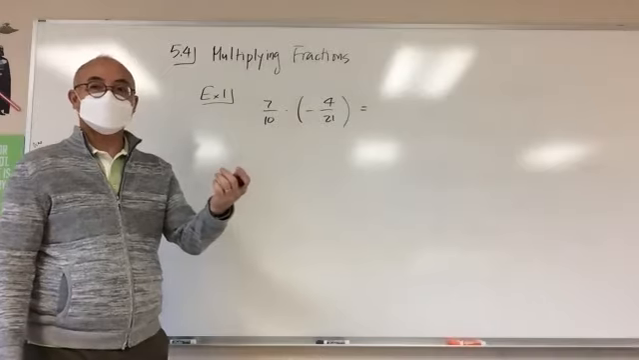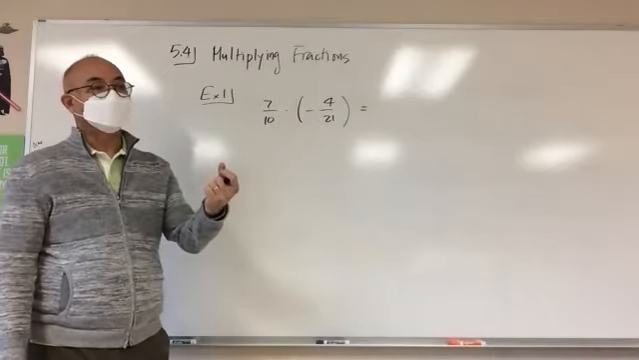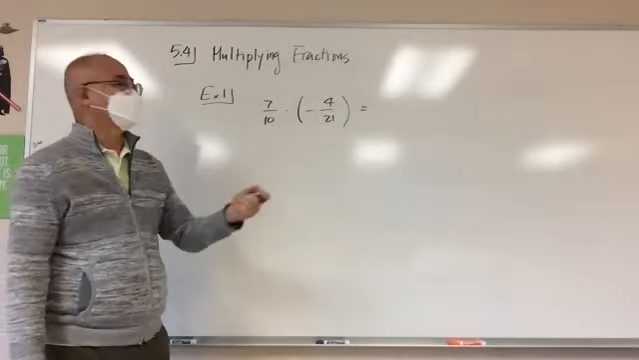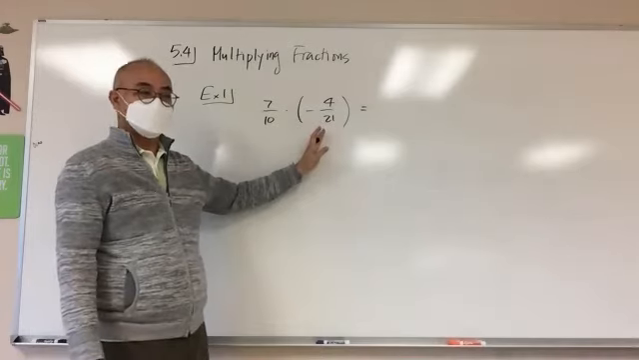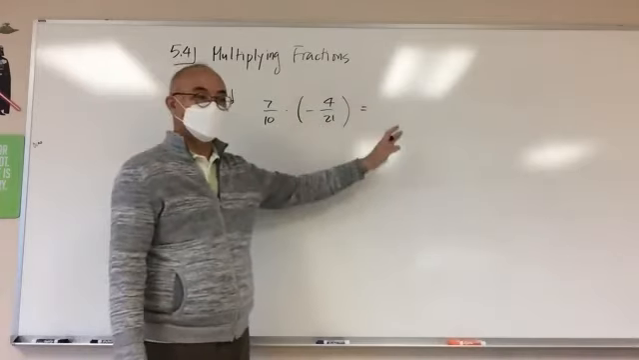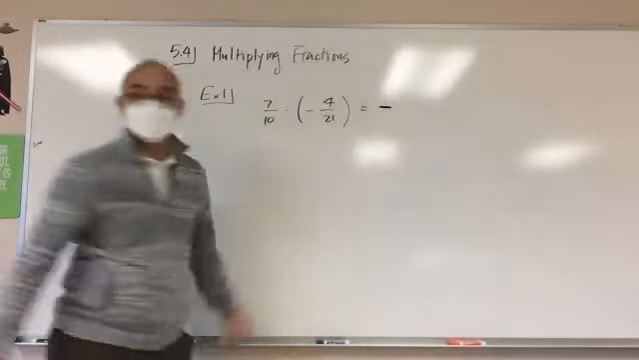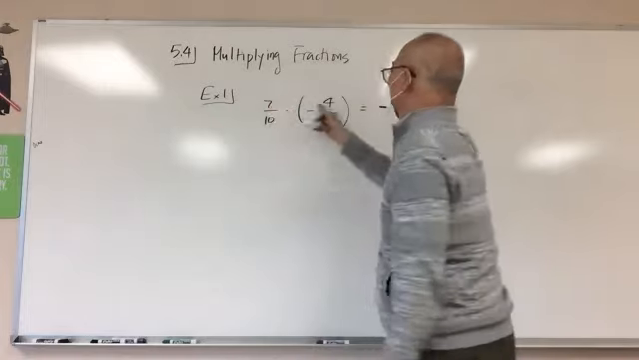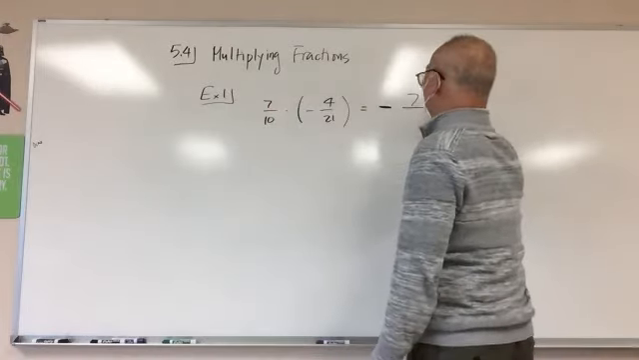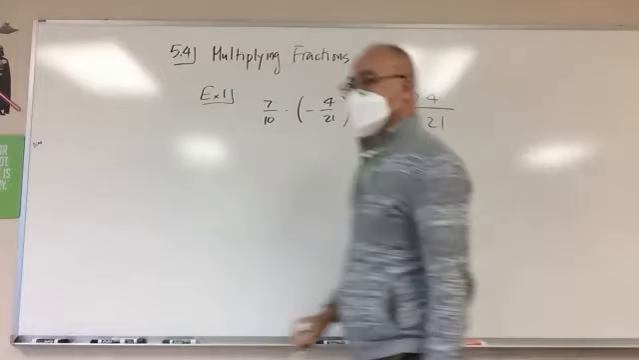Lysandra, what kind of number is it? Sorry. I have a positive number times a negative number. So that would be a negative number, right? Overall, it's going to be a negative number, right? So you know that, right? And then I would now go ahead and multiply the 7 times 4 on the top. On the bottom, it would be 10 times 21, right?